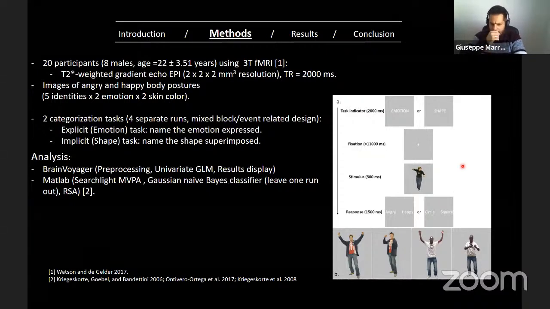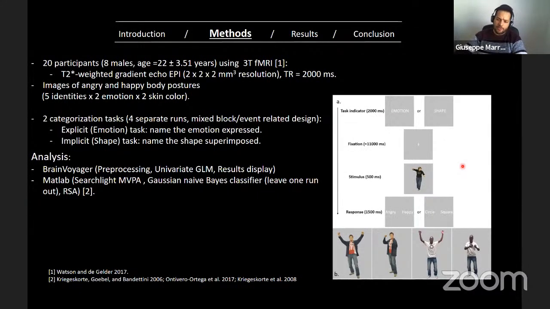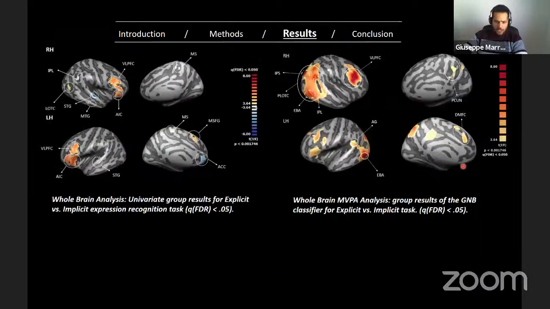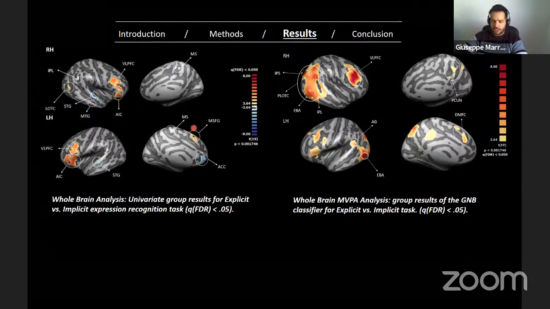For what concerns the analysis, to analyze the brain responses, we used the univariate GLM, searchlight multivoxel pattern analysis, and representational similarity analysis. On the left side, we have the results of the univariate GLM when contrasting the activity within the 2 tasks. The color map here indicates the regions where higher, in red, or lower, in blue, activation was found for the emotion recognition task versus the shape recognition task.